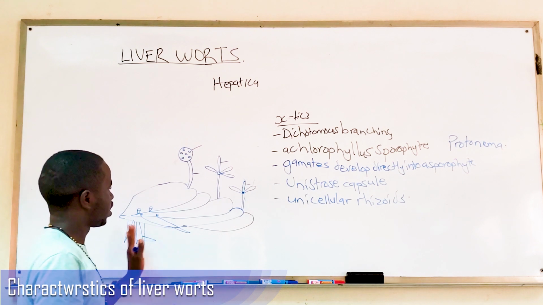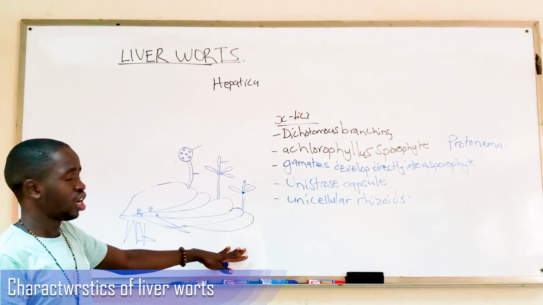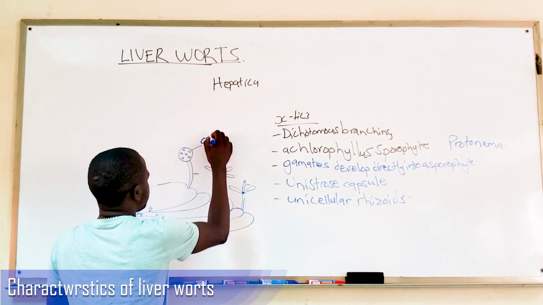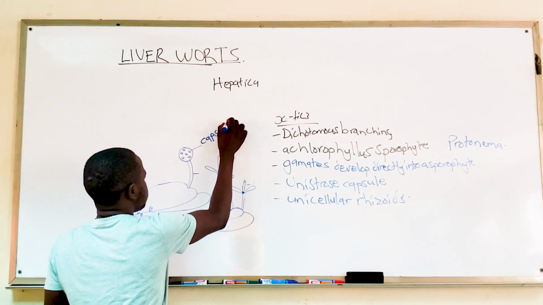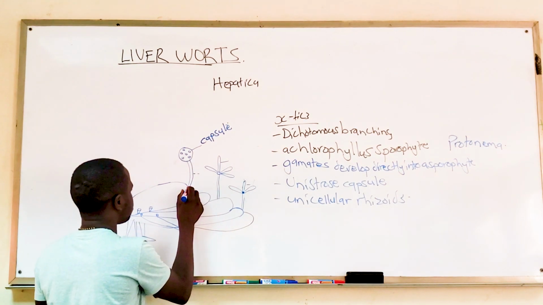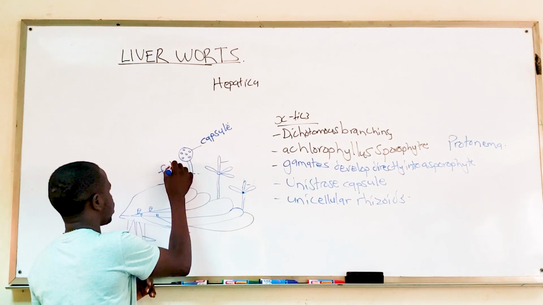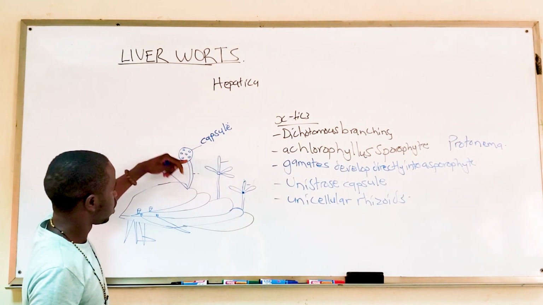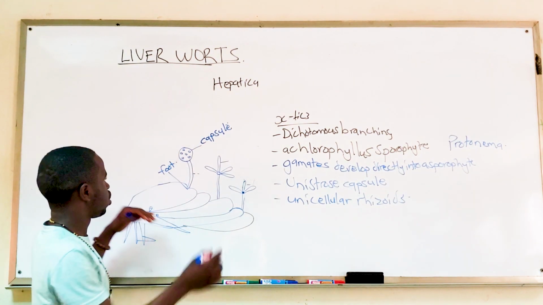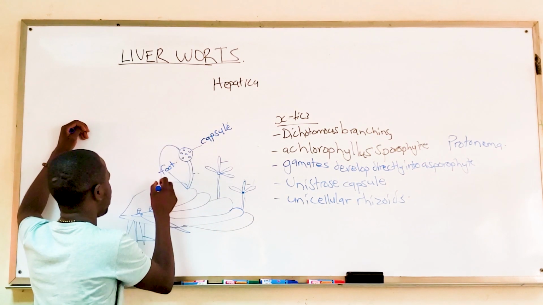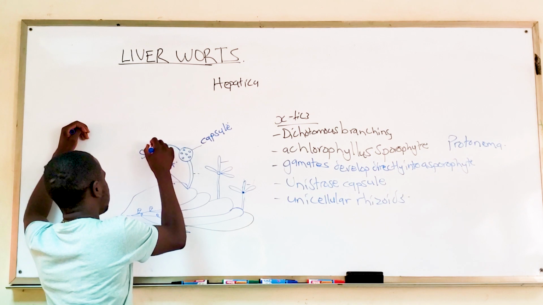And what we have here is the general structure of a liverwort. What you're seeing up here is our capsule, which we said is unistratose, or unicellular. At the base of the capsule we have the foot, and the role of the foot is to make sure that the capsule is joined to the gametophyte. The combination of both the capsule and the foot is what we call the sporophyte.